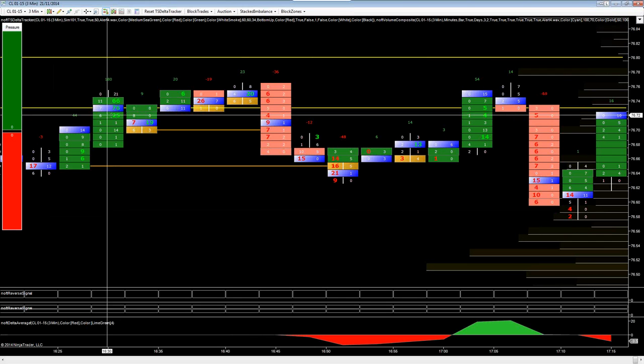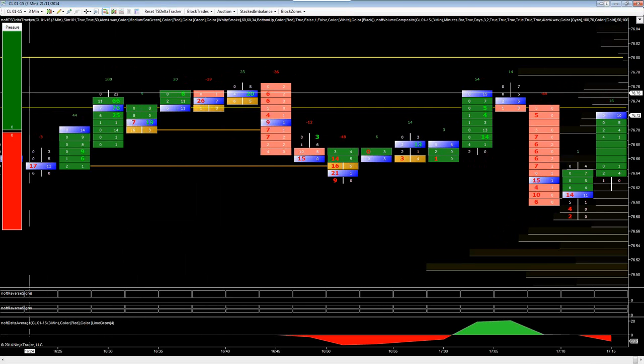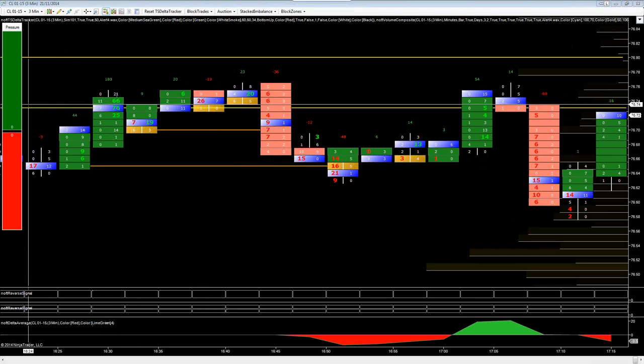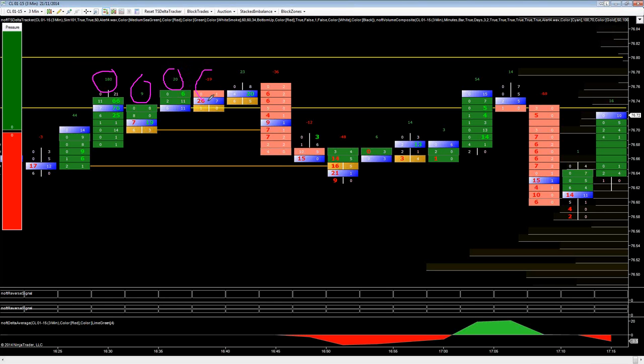Somebody mentioned earlier whether the number at the top of the bar was the delta or not. Yes, that's right. So you're getting these numbers, whether they're positive or negative, at the top of the bar.